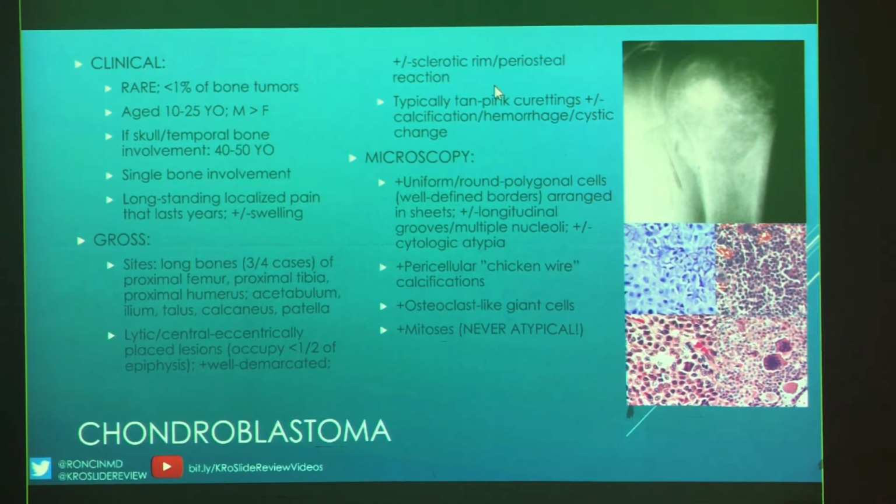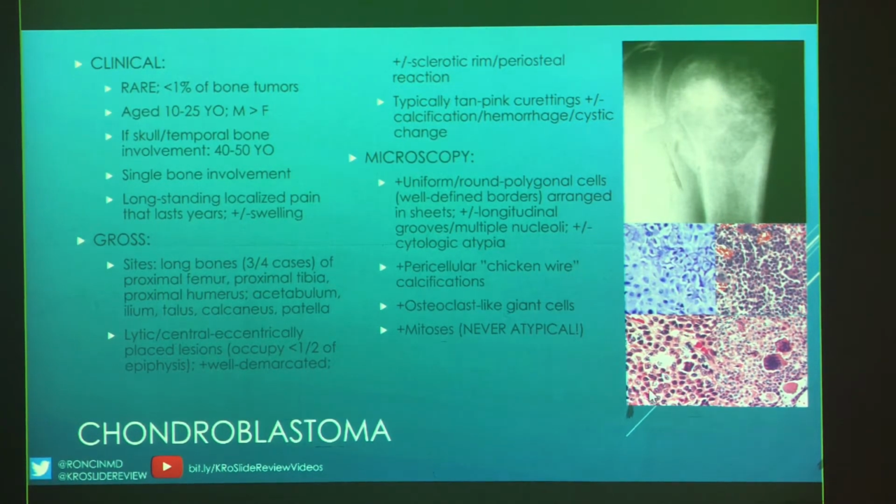And often what you're going to get is curettings. And curettings are relatively nondescript. They're tan pink, they may be hemorrhagic, they may be very calcified. You may see some cystic change, possibly if they're larger pieces. But you don't have to see all that. They could just be nondescript red-brown curettings, which you'd submit for evaluation.